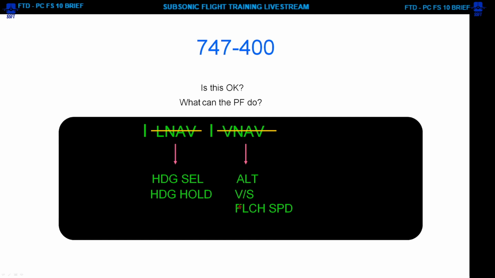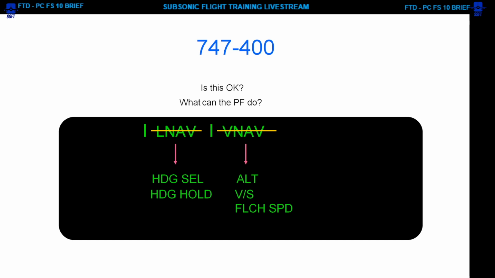If you were climbing, we'd go to flight level change. If you were in level flight, we'd go to alt, or it's going to go to alt automatically. Chances are it's probably going to go to alt automatically, and you'll see alt there. And the only thing you really need to do is go to heading select. Once you do that, the autopilot's happy. The autopilot says, oh, I'm not degraded anymore.